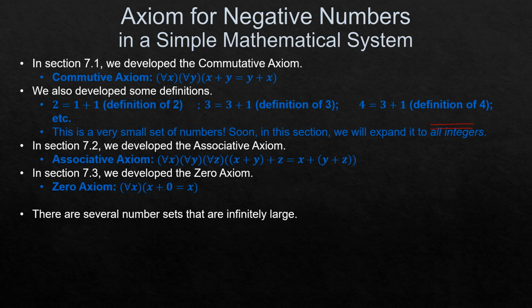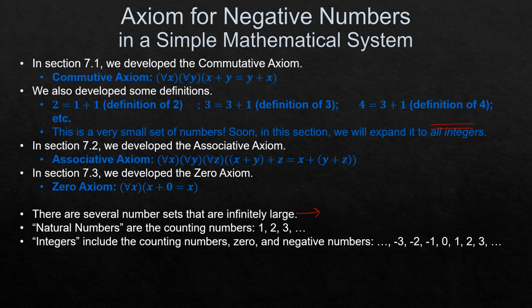Now, there are several number sets that are infinitely large. First off, there's the natural numbers, and these are just the counting numbers, 1, 2, 3, and so on, infinitely, so to speak, to the right. Now, some textbooks count 0 as a natural number, other textbooks do not. Personally, I prefer not to think of 0 as a natural number, but that's just a matter of convention.